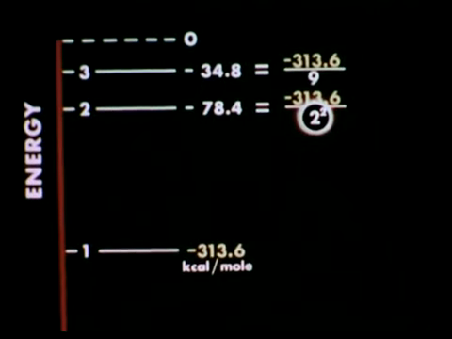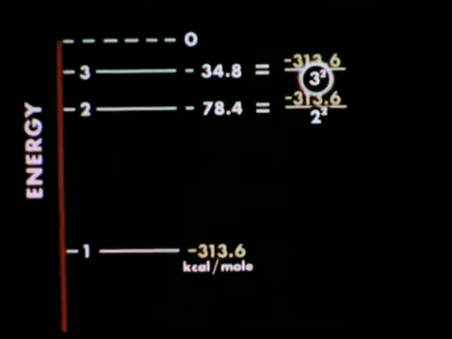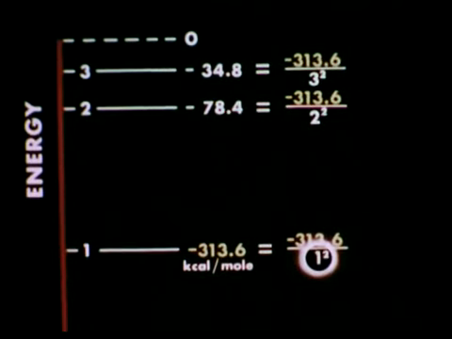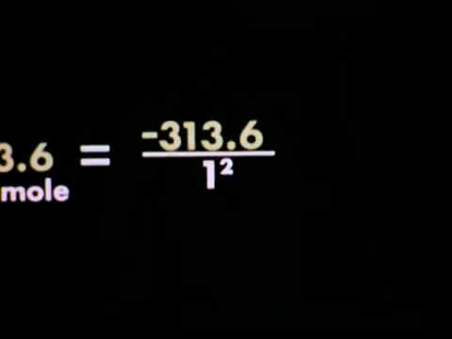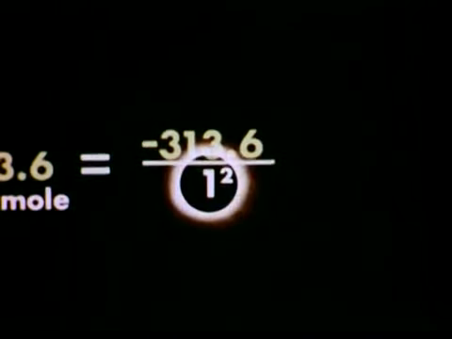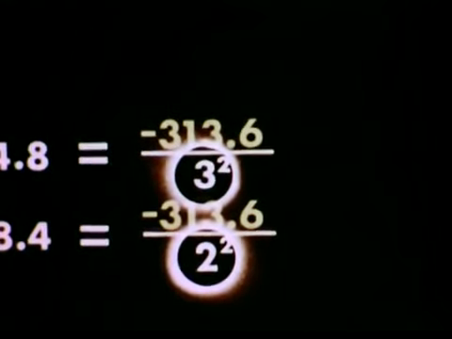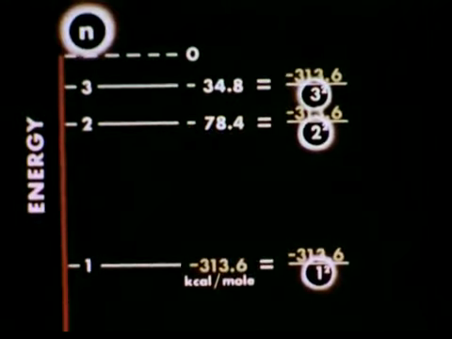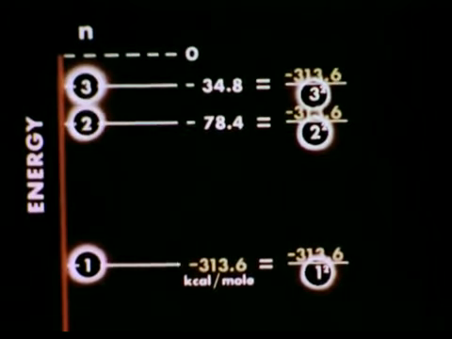Thus, 4 is 2 squared. 9 is 3 squared. The lowest energy is 313.6 divided by 1 squared. We can characterize each energy level by this integer in the denominator. The integers are possible values of the principal quantum number, n, and we can use the integers to label the energy levels.